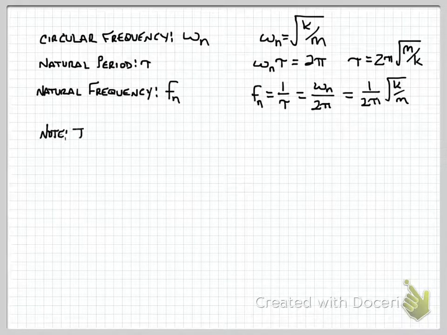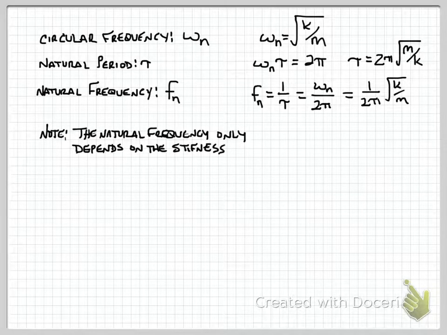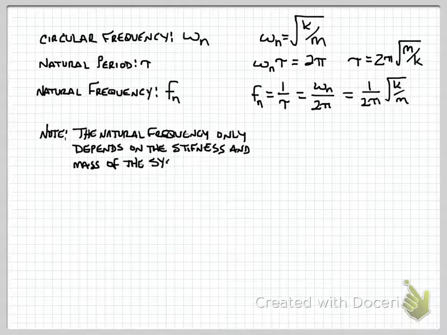Just to note a few things about this is that if you look at the formula, it only is determined by the stiffness of the system and the mass of the system. There's no other terms in there besides 2 pi. The natural frequency is not determined by how far you stretch the spring or if there's a force acting on the system. It's only determined by the stiffness and the mass. So it's a property of the system that's independent of the loading on the system or the motion of the system.